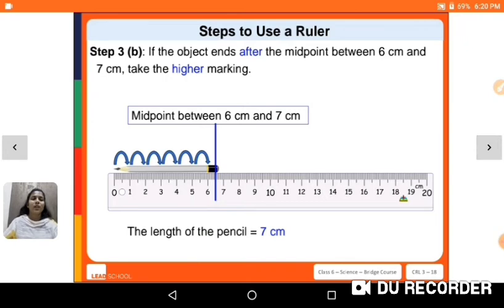And if the object ends after the midpoint between 6 and 7 centimeter, take the higher marking. Here in this ruler you can see there is 6, there is 7, and there is a midpoint which is named as 5 here in small letter, other than this 6 and 7. So if that marking is below this 5, between 1 to 4, then you can take this as 6. And if the marking is after 5, from 6 to 9, then you can take 7.